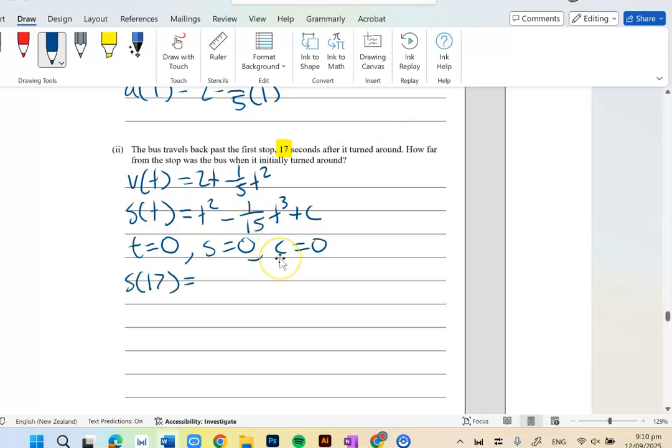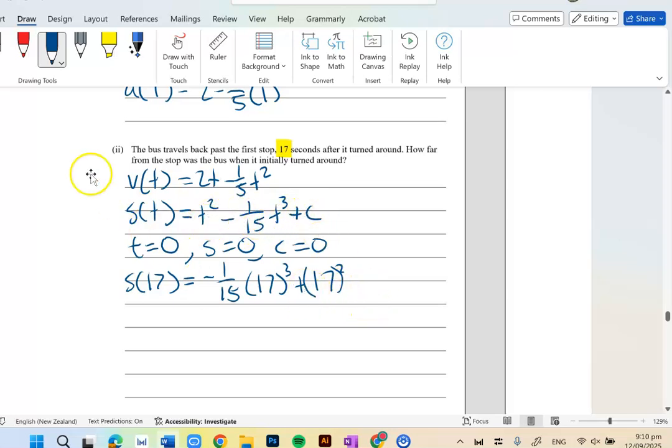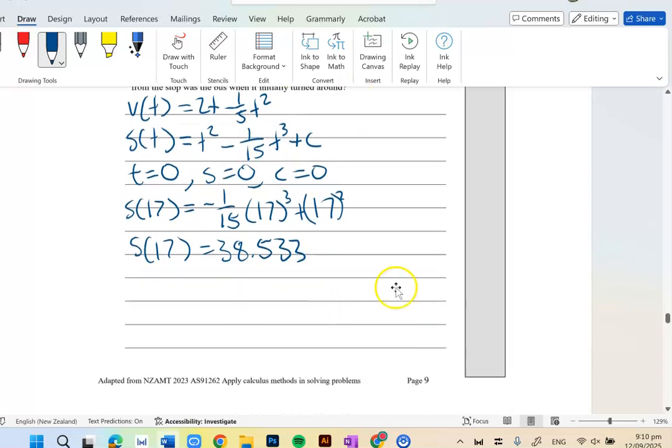I'm going to rewrite this as negative 1/15 times 17 cubed plus 17 squared. Just make sure you rewrite it out, because if you do it in this form, I think you're going to get a wrong answer. You should get an answer of 38.533. Now, it might be negative, but that's okay, because the negative tells us it has turned around and gone the other direction. So don't think it's wrong if it's negative, because it's actually right. But we're obviously going to write it out positive, because that just makes sense.